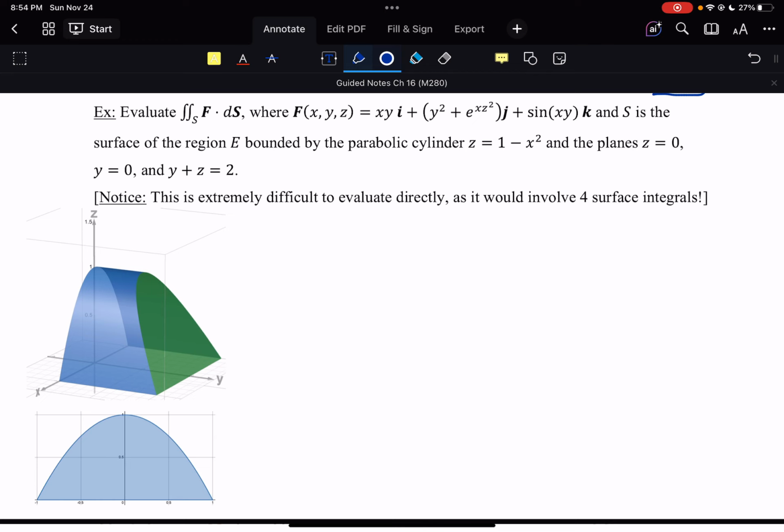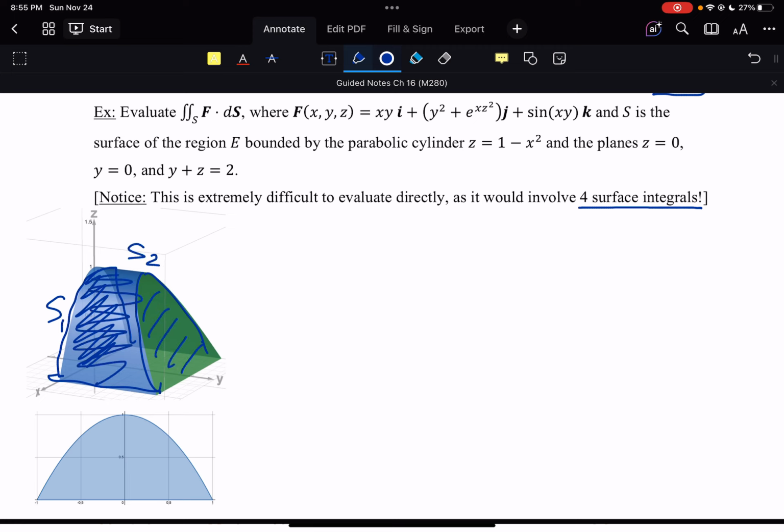So if we were going to try to evaluate this directly, and I have the surface here so we can visualize why we wouldn't want to do it this way, it would involve 4 different surface integrals, because you would have the surface back here in the xz plane, that would be S1. You would have the cylinder part itself, so that's everything in here, that would be S2. Everything on the front here would be S3, and everything on the underside down there would be S4.